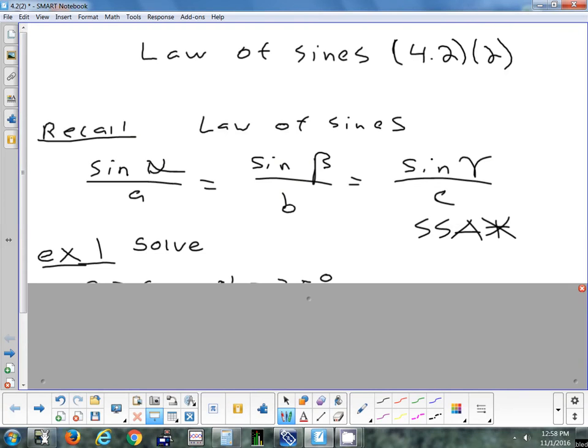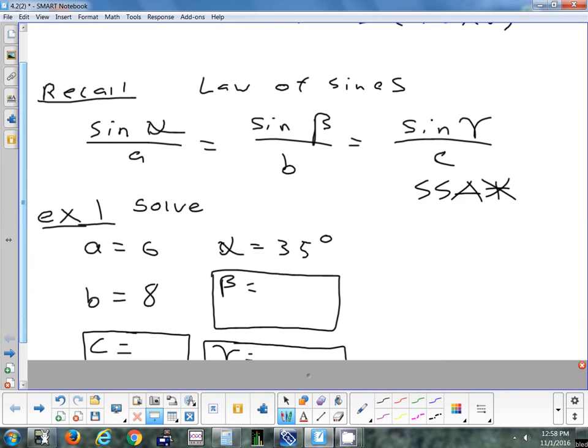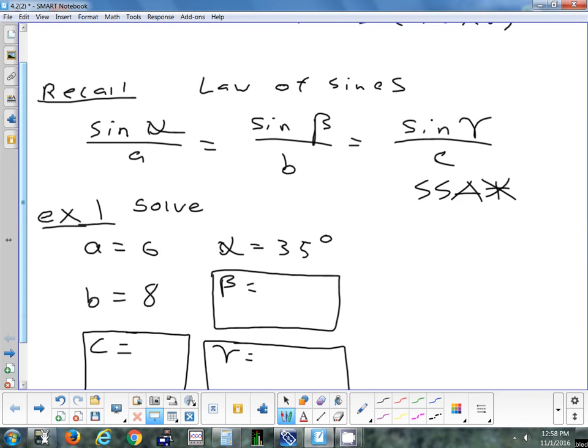Now, there's two ways to tell if you have an SSA problem. One, you can draw the picture and see where the information is that you're given. Or if you set up a table like this, you can tell just by looking at the table. So my next question is, how can you tell by looking at the table if this is side-side angle?